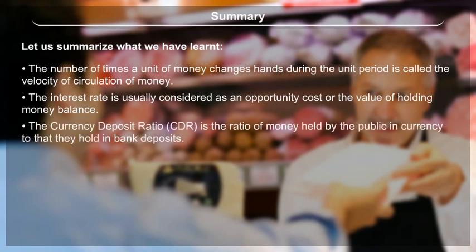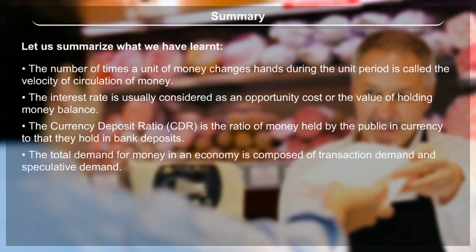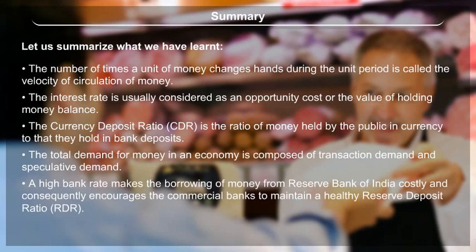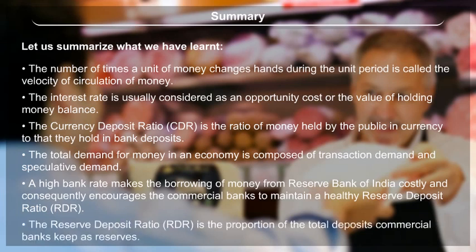The currency deposit ratio, or CDR, is the ratio of money held by the public in currency to that which they hold in bank deposits. The total demand for money in an economy is composed of transaction demand and speculative demand. A high bank rate makes the borrowing of money from Reserve Bank of India costly and consequently encourages the commercial banks to maintain a healthy reserve deposit ratio, RDR. The reserve deposit ratio, RDR, is the proportion of the total deposit commercial banks keep as reserves.